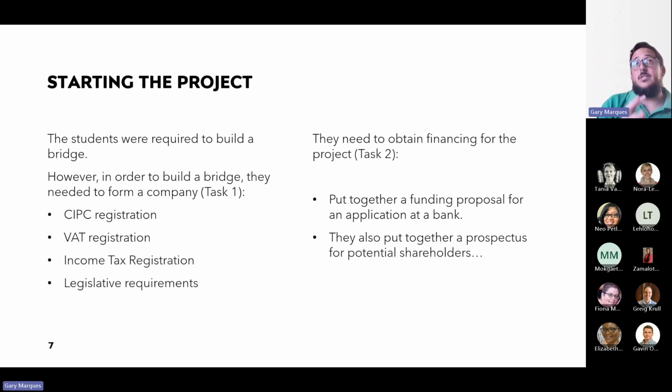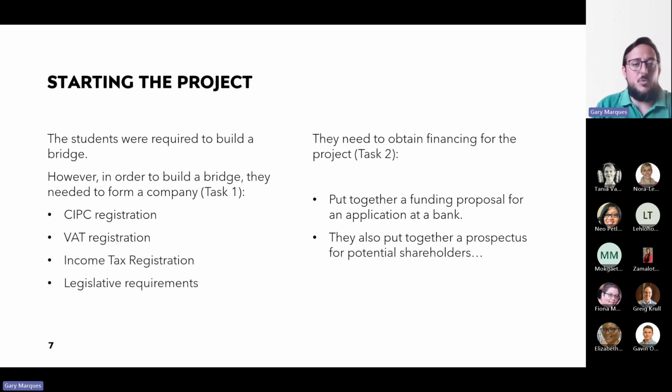Starting the project, what we did was we took our students through the life cycle of a business. So what we told the students is that you have got to build a bridge that's going to be made out of Lego. You've got a contract as an organization and you need to build this bridge. In order to build that bridge, you have to form a company, which was the very first task. And this integrates multiple streams of disciplines in accountancy, where you've got to register with the CIPC, which is the company's regulator.